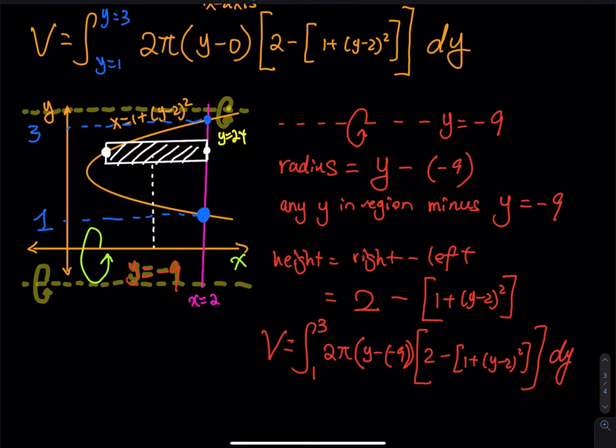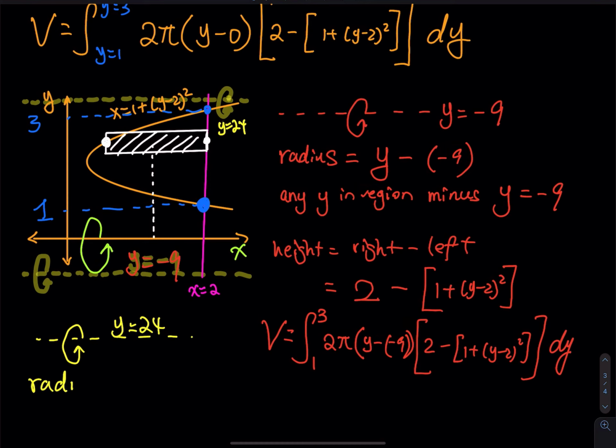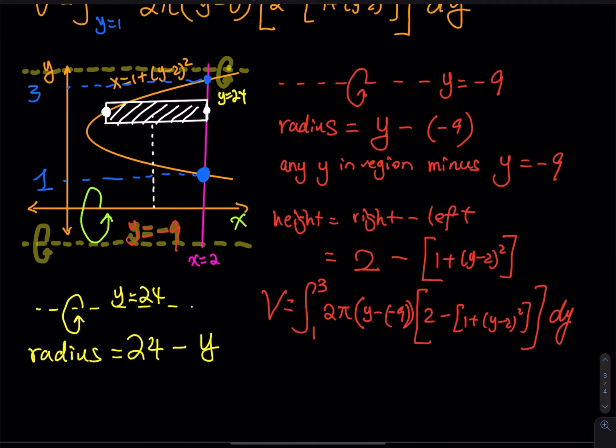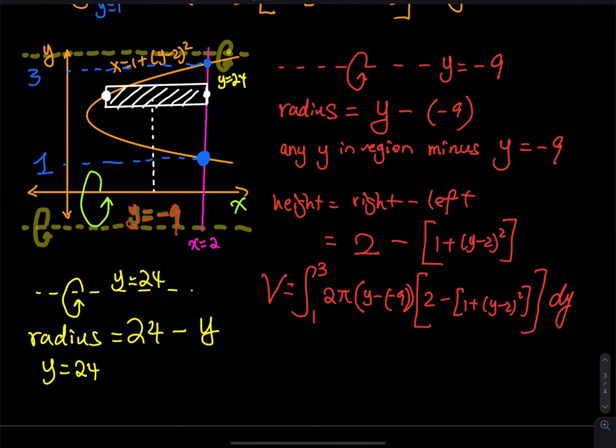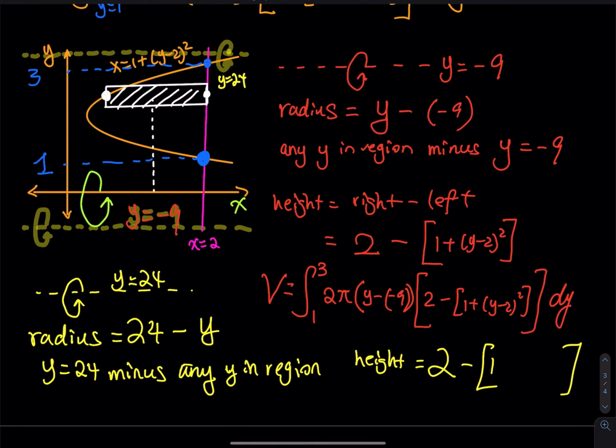Okay, so let's do the 24. So this one, we have rotation at y equals 24. So the radius is now 24 subtract any y, right? So this is y equals 24 minus any y in the region. And then what about the height? That doesn't change the height, right? So the height is still the right curve minus the left curve, which is 1 minus the quantity (y minus 2) squared.